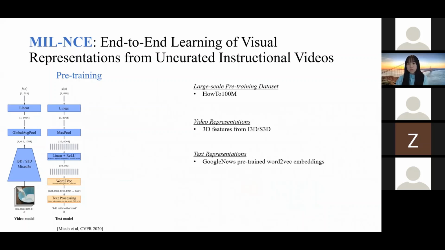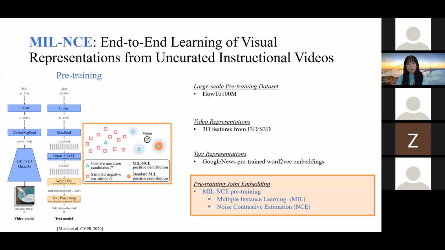A similar work to CBT is later introduced by the HowTo100M research team. It's called MIL-NCE. Note that they also focus on learning better visual representations end-to-end. So the I3D, S3D, or R3D in their model is not pre-trained on Kinetics. They proposed MIL-NCE pre-training. MIL stands for multiple instance learning, and NCE is short for noise contrastive estimation.